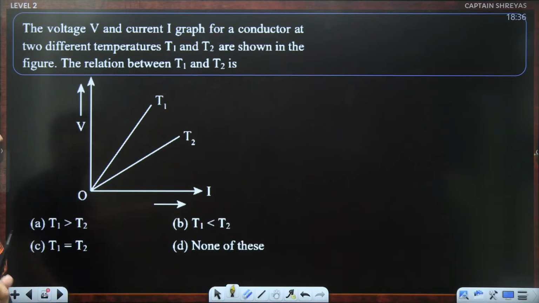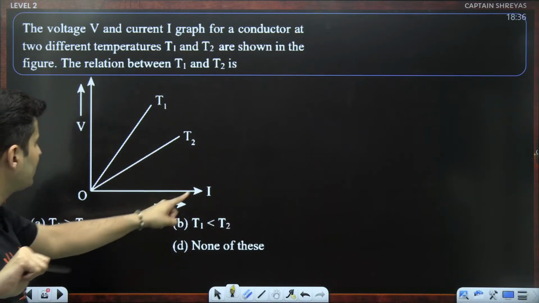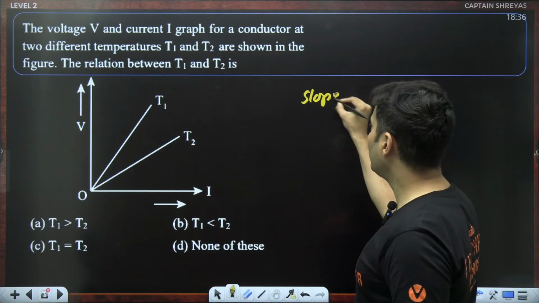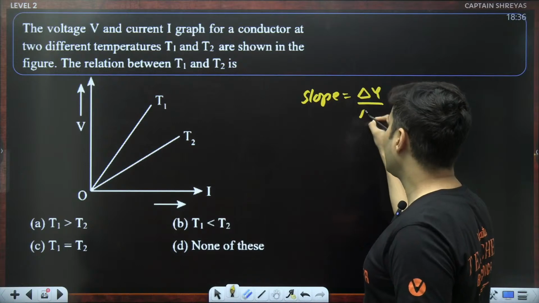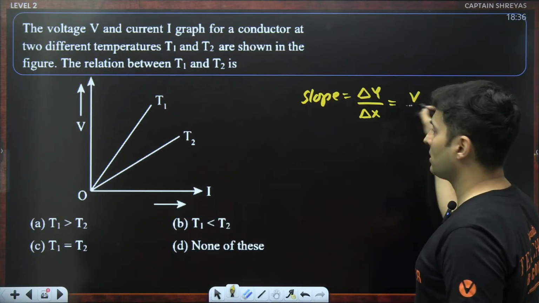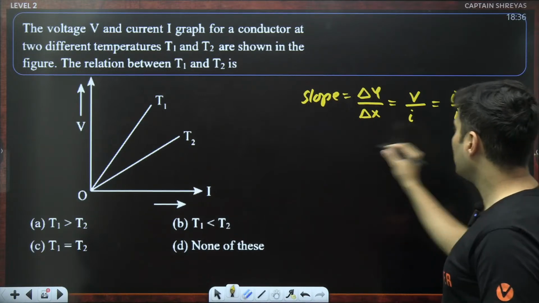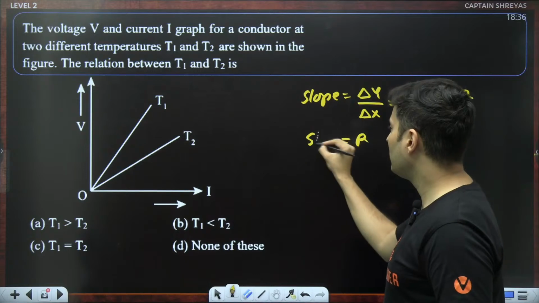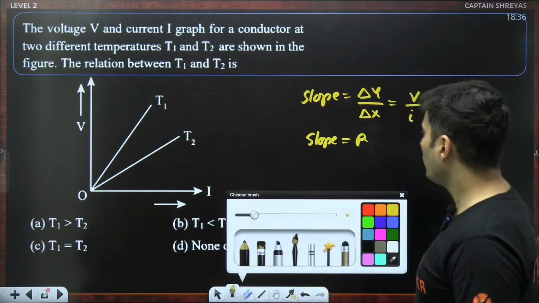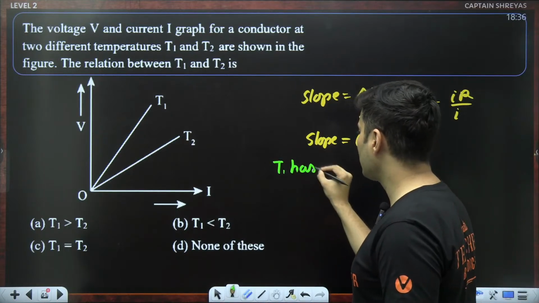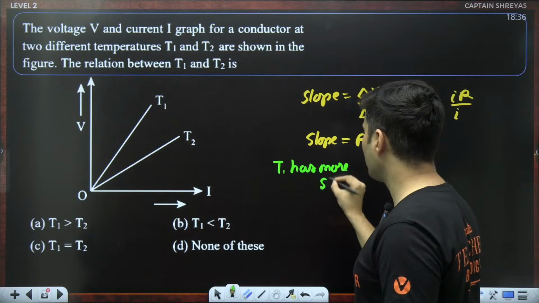How about this question? Voltage and current graphs for two different temperatures are given. What is the relation between T1 and T2, who is more, who is less? Voltage versus current, so what will be the slope? The slope will be the y-axis by the x-axis. Y-axis is voltage, x-axis is current. Voltage by Ohm's law is IR, current cancels, so the slope is basically the resistance. So who has more slope? Obviously T1 has more slope.